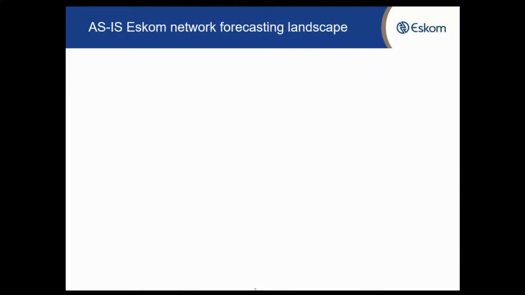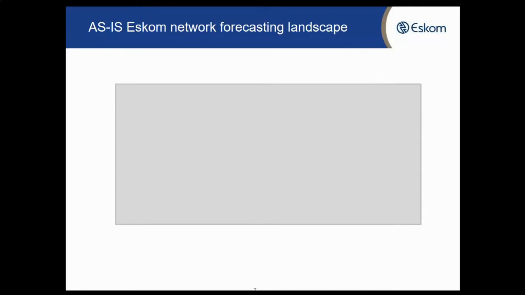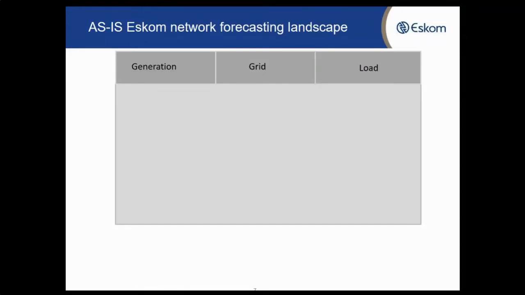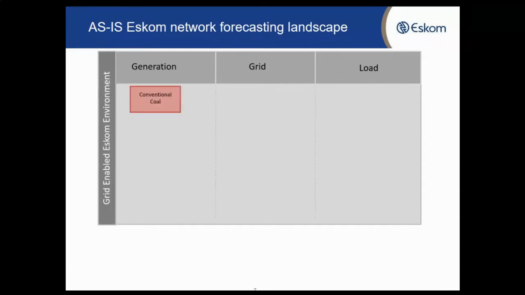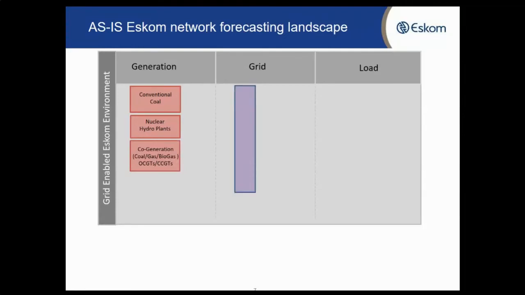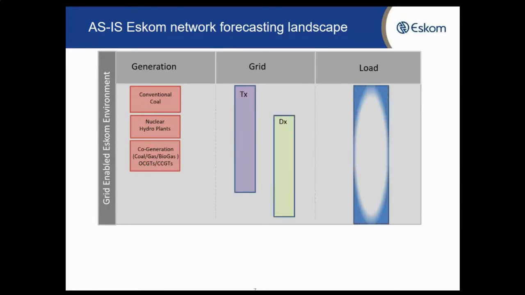So if we look at the Eskom network and the Eskom network forecasting landscape, we traditionally had a base landscape where we had our generation and our grid, which we supplied to, which led to supplying our local load that we needed to. This was basically enabled by the Eskom environment, where we had generation of our conventional coal, our nuclear and hydro plants, our cogeneration plants. This then led to feeding our transmission grid as well as our distribution grid. And this then, through those grids, serviced our loads.